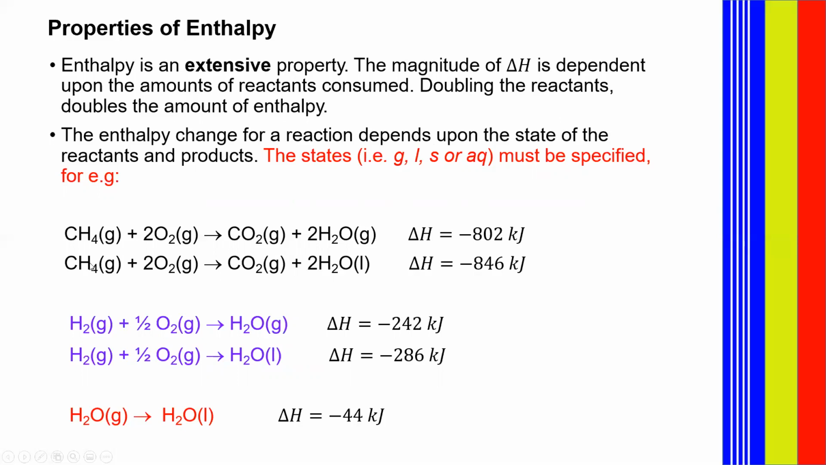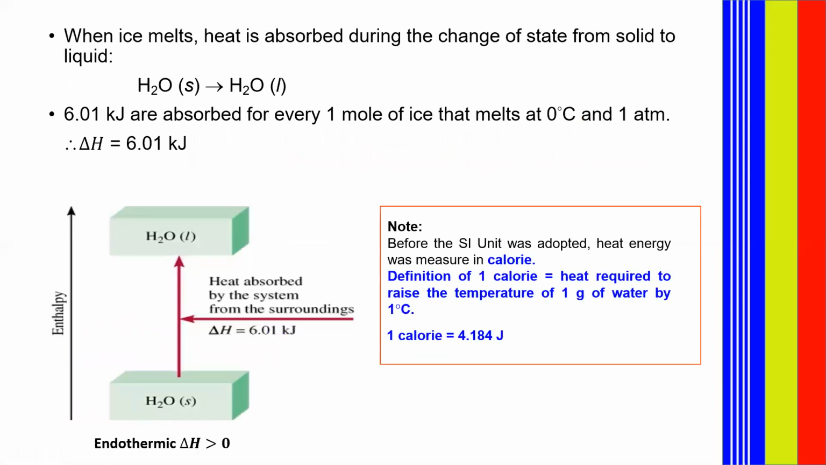So when you have methane plus oxygen gives you carbon dioxide and water as a gas, the delta H is minus 802, but if the product gives you water as a liquid, that gives you delta H equivalent to minus 846 kilojoules. So it depends on the state of the reactants and the products.